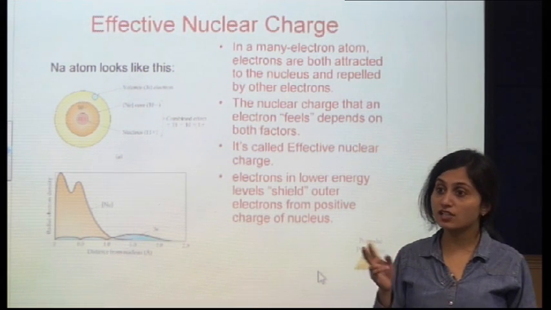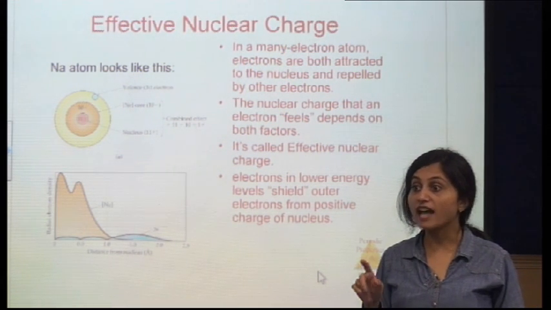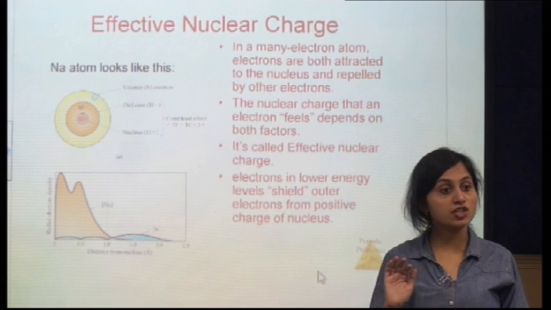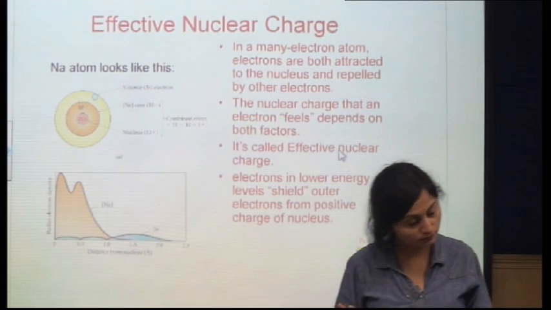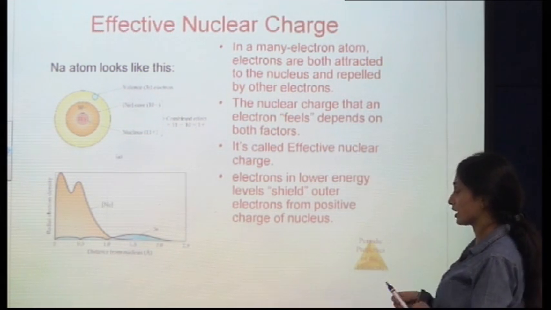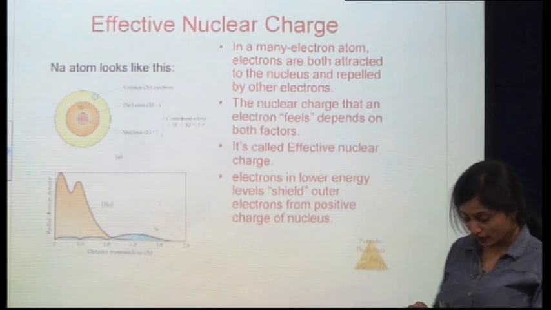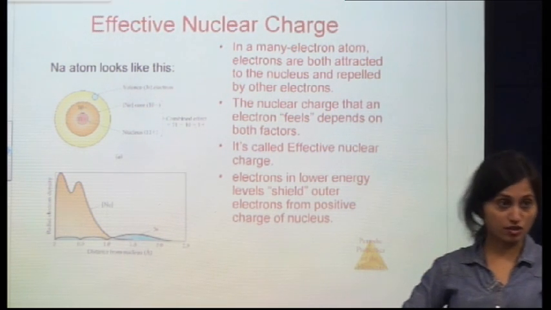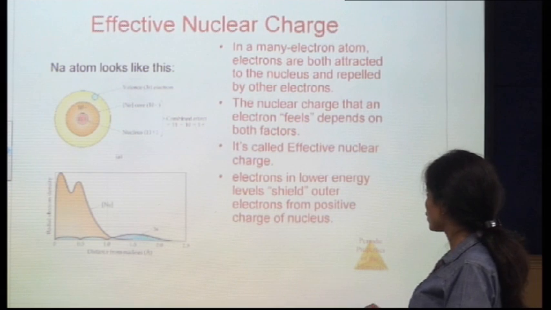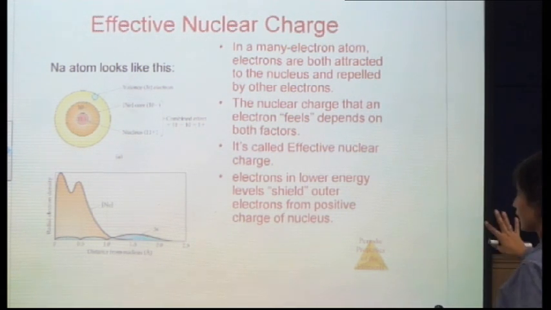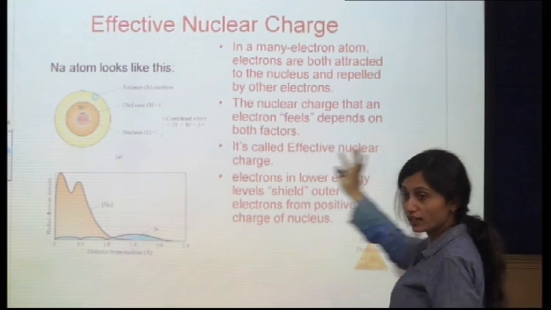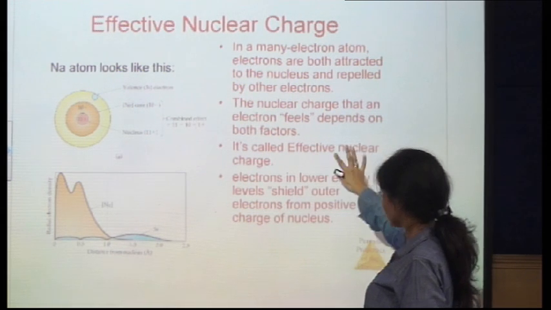When energy is required, what is it? Ionization energy. When energy is released, it is electron gain enthalpy. Now another point is effective nuclear charge. What is effective nuclear charge? See, we have many electron systems now, and both are attracted towards the nucleus.